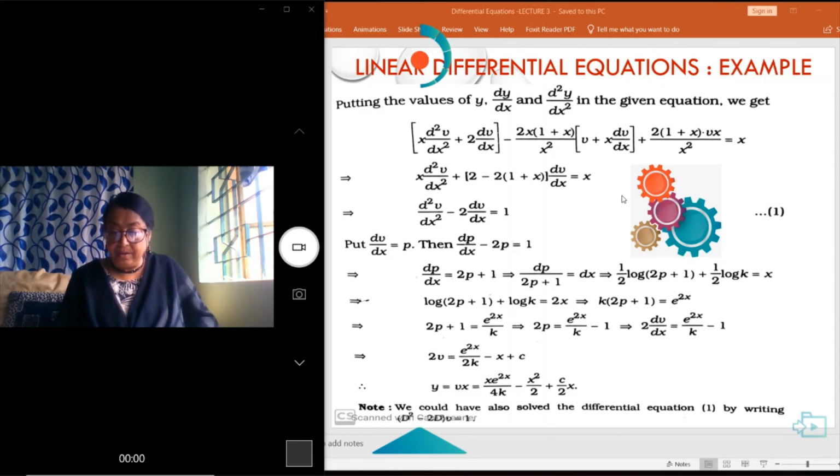So if 1 + p + q = 0, then put y = v e^x. And when the equation gives p + qx = 0, then the solution is obtained by putting y = vx.